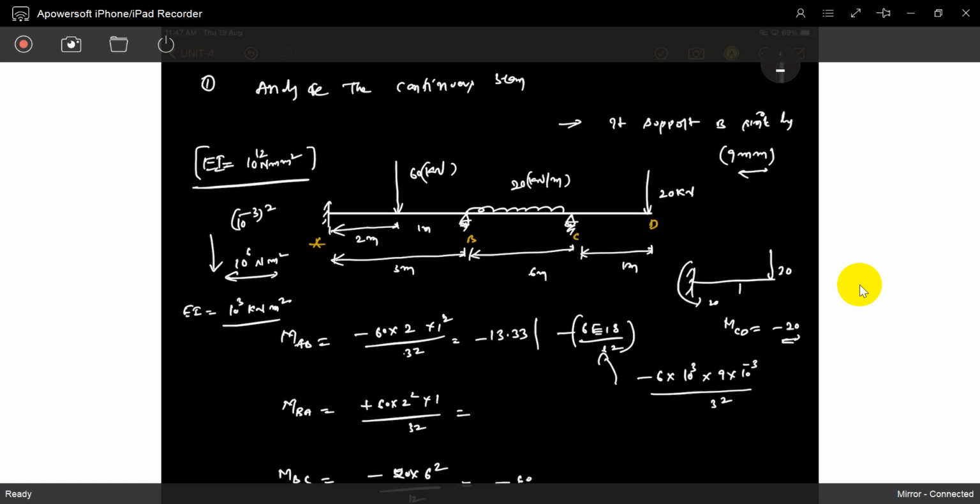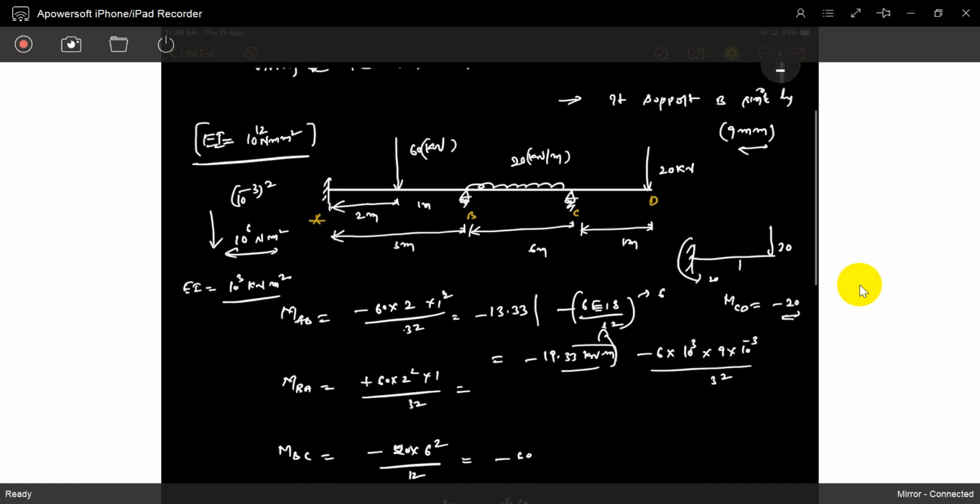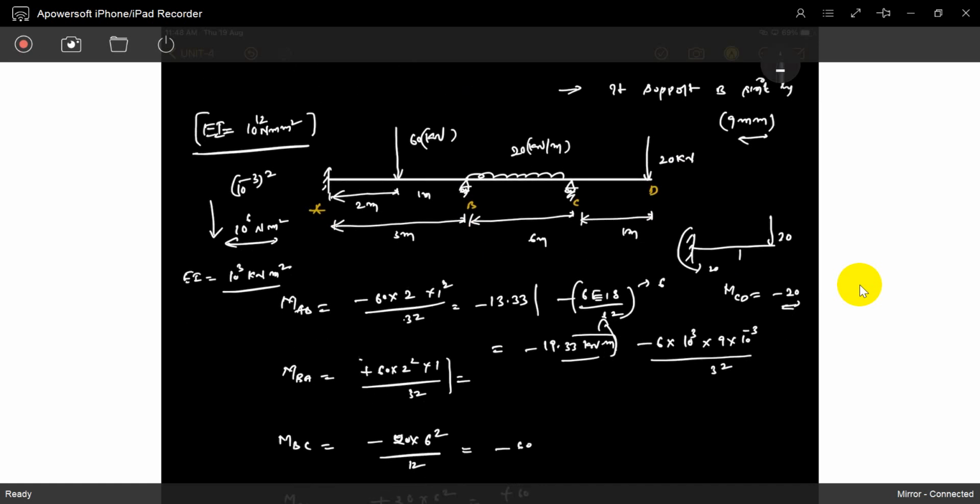So what is that value? That value is 6. So the total is minus 19.33 kilonewton meter. That's it. So again, same. MBA also will come. This is a positive value, but again it will come negative. 6EI delta by L square.